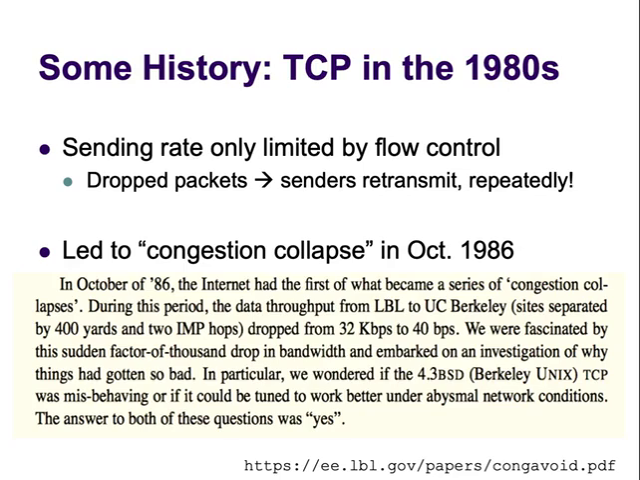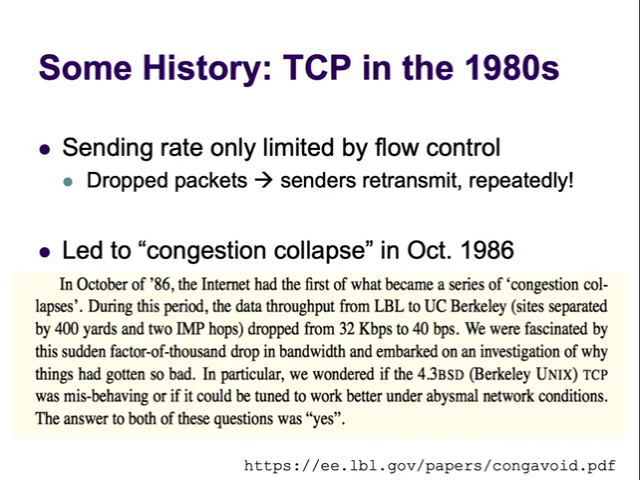And what they saw here, as you can tell, is that the throughput going between the Lawrence Berkeley labs, just up the hill from Soda Hall, and Berkeley dropped from 32 kilobits per second to 40 bits per second. And they were seeing this persistently for weeks. And so, 40 bits per second is pretty much a non-functioning network.